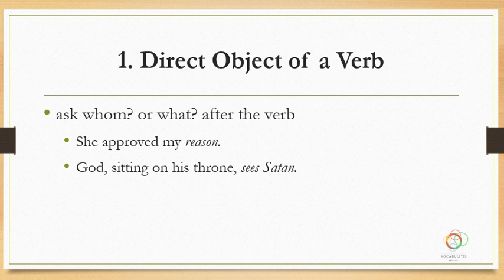So let's consider the first situation, the direct object of a verb. This is pretty simple. If you have a sentence, ask whom or what after the verb. The sentence here, for example: she approved. She approved what? Or whom? She approved reason. So this is your object, and that is in the objective case, right? God, sitting on his throne, sees. God sees what or whom? God sees Satan. That's the object of the sentence. That's in the objective form. So we say the direct object of a verb is in the objective form.